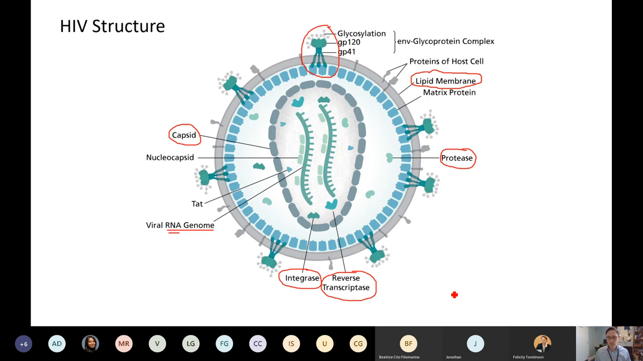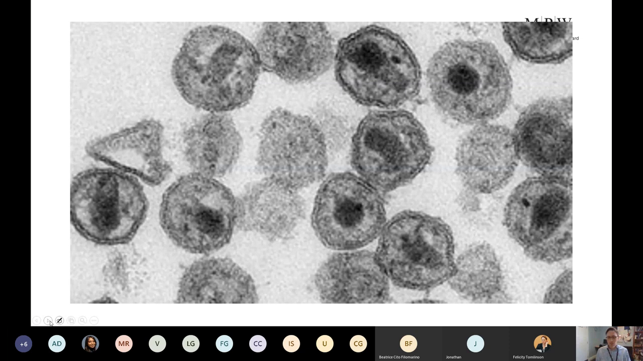But we can see, if we were thinking back a few slides to the generic structure of a virus, this ticks all of those boxes. It's got that outer covering, and it's got those little attachment proteins, and then inside, it's got its genetic material. So very, very simple.